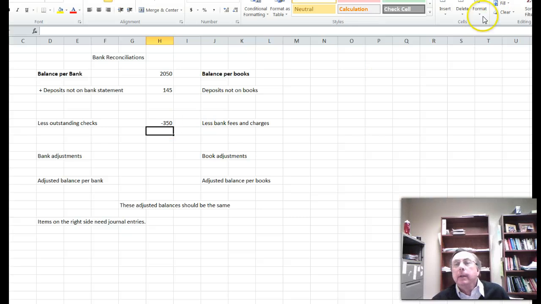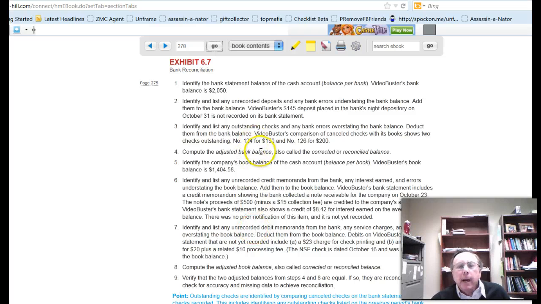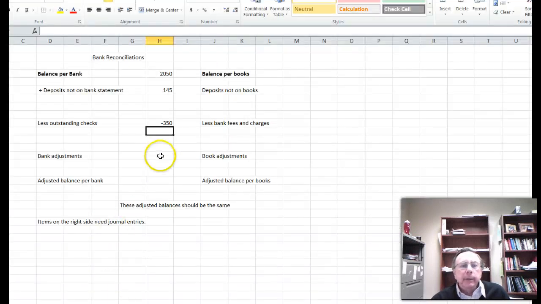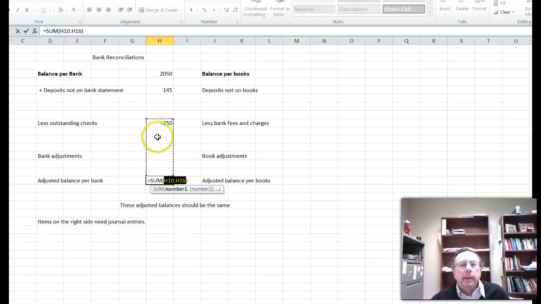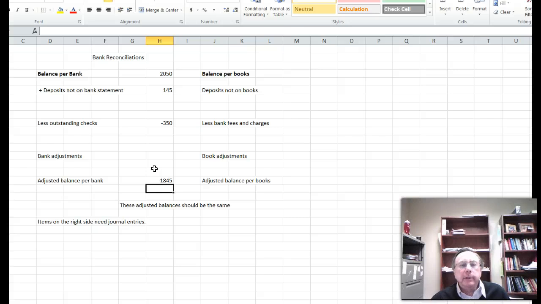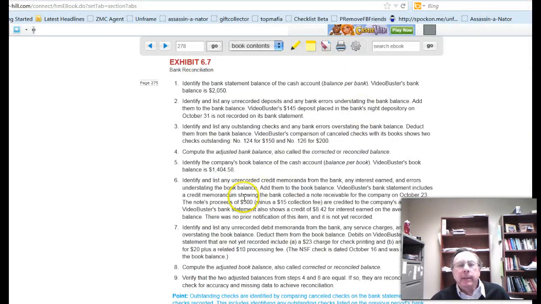All right. This is actually neat because this is different from the one I have in the book. Compute the adjusted bank balance, or the corrected or reconciled balance. So let's go back here. Pretty much I don't see any adjustments, so we're going to just add this stuff all the way down. See if I can do that. And I'm going to add everything here. All right, we're good. Looks like we have an adjusted balance of $1,845.